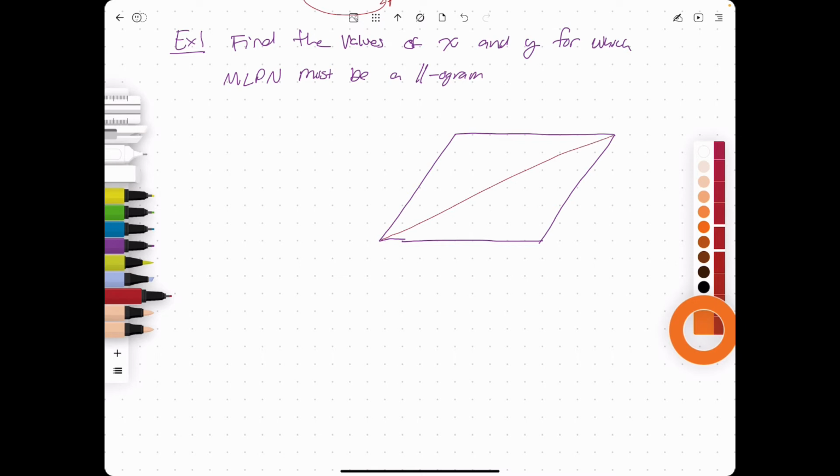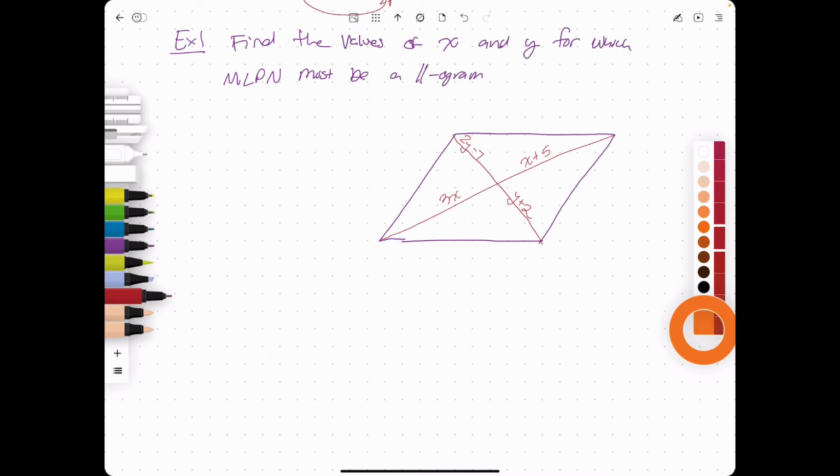Okay, the diagram has the diagonals drawn in, and it has expressions for each segment. The top left is 2y minus 7. The bottom right is y plus 2. The bottom left is 3x. The top right is x plus 5. Don't let the 2 different variables scare you.